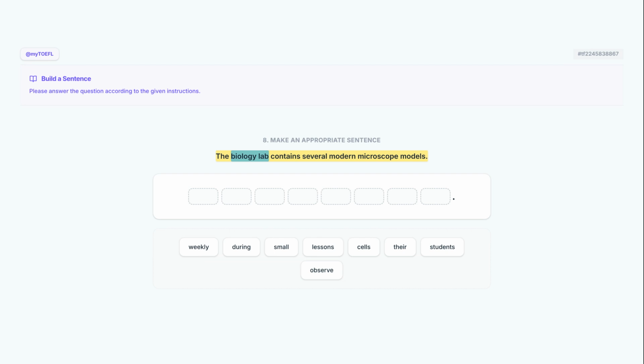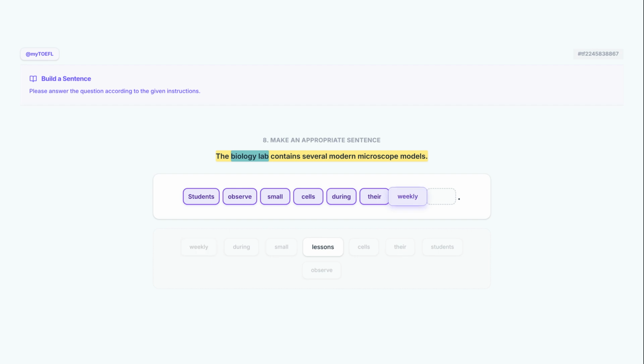We begin with the subject students, then we add the verb observe. Next, the adjective small, then the noun cells, followed by the preposition during, then the possessive their. Next, the adjective weekly. Finally, we place the noun lessons.